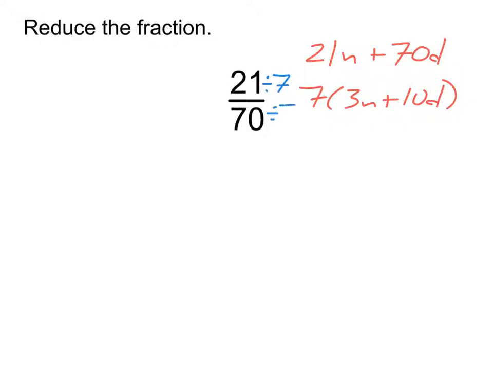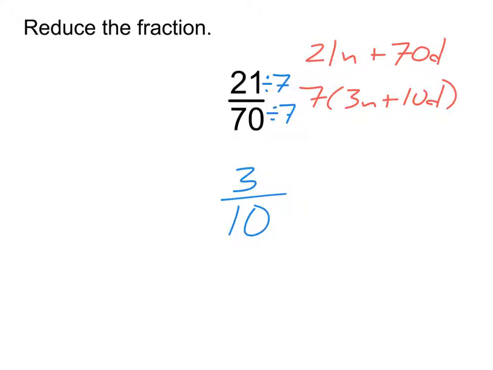And if I do that on both the top and the bottom, the exact same number, then I reduce the fraction. And so 21 divided by 7 is 3. 70 divided by 7 is 10. And so our final answer then is 3/10. That is the reduced fraction. It's the same idea as factoring.